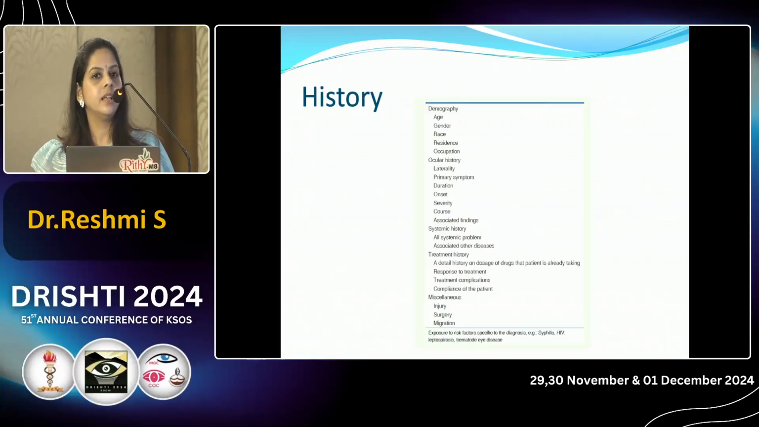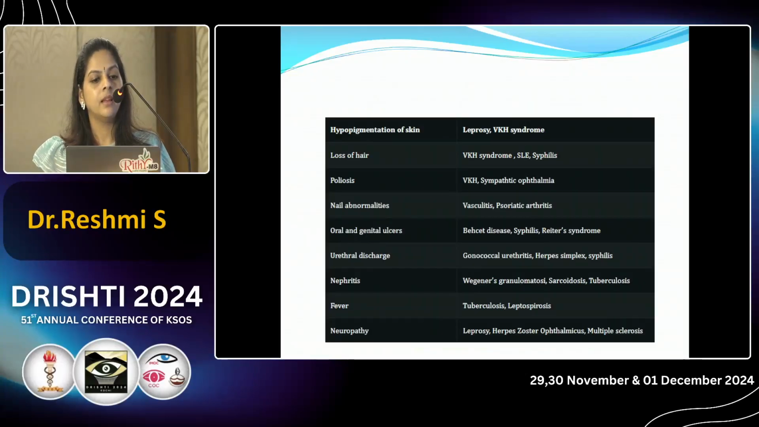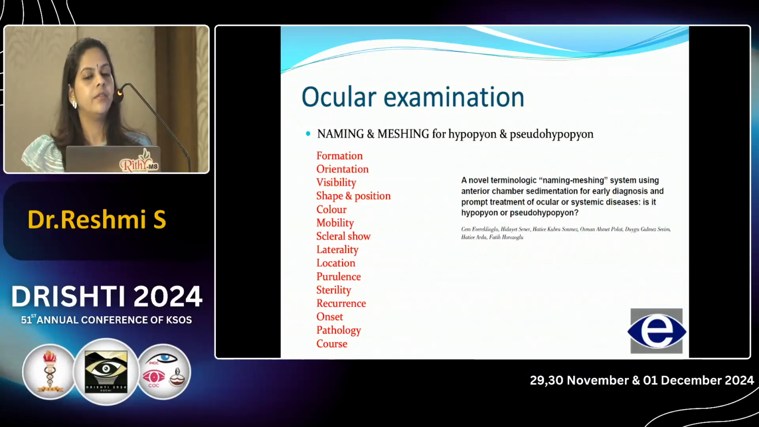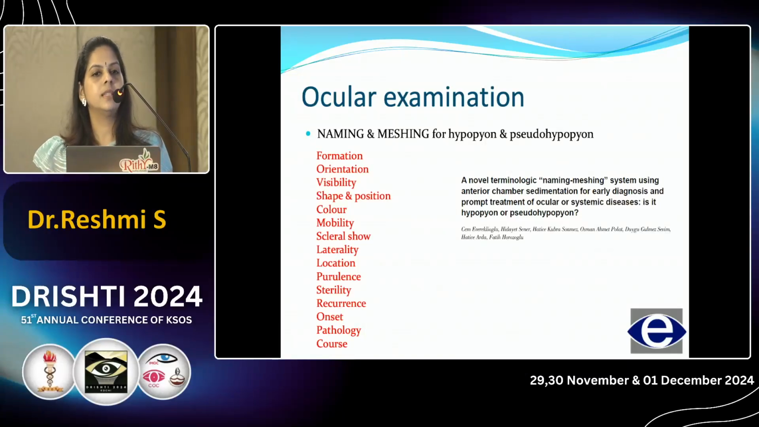So, history taking, we are all well aware of. About the systemic history, ask about skin, hair, nail changes, oral or genital ulcer, urethral discharge, fever, neuropathy, etc. Coming to the ocular examination, there is an elaborate naming and numbering system for the classification of hypopyon and pseudohypopyon. A variety of parameters are mentioned in this. I will go through the important ones only. So basically in this talk, we will be differentiating between hypopyon and pseudohypopyon.